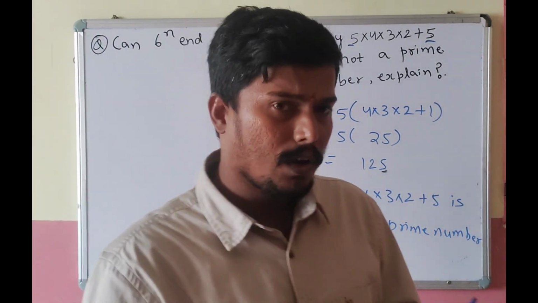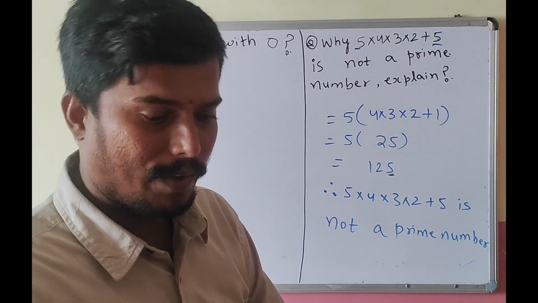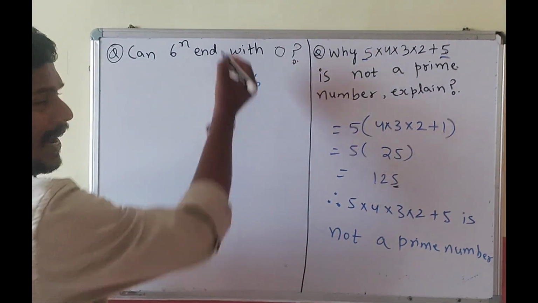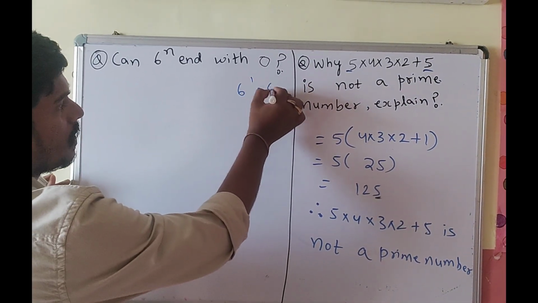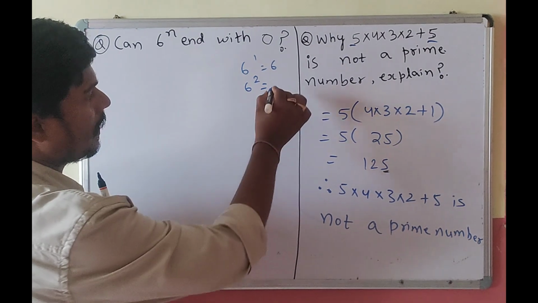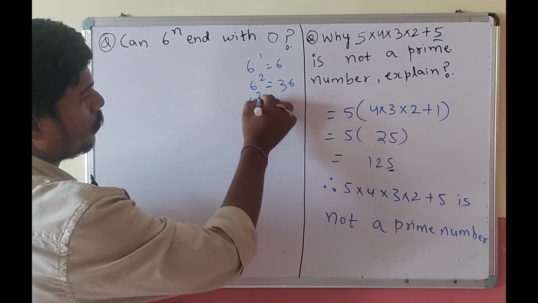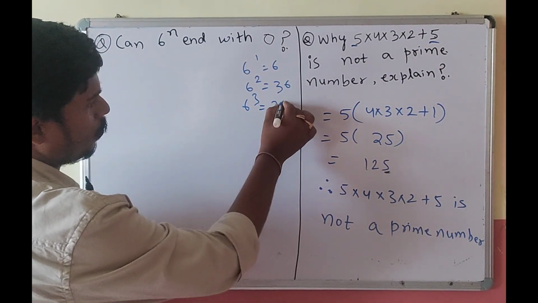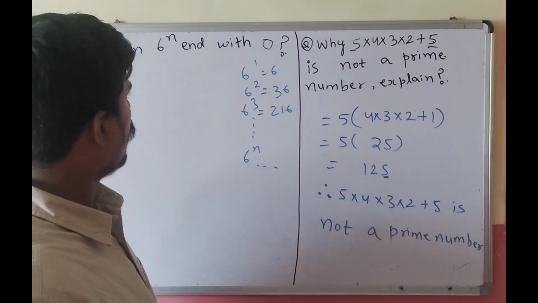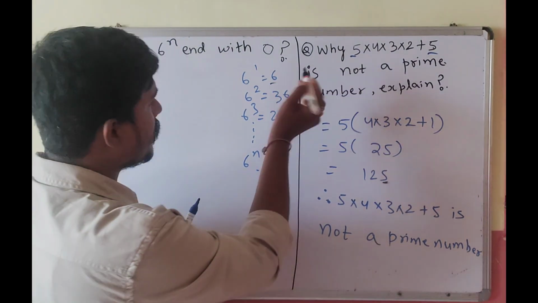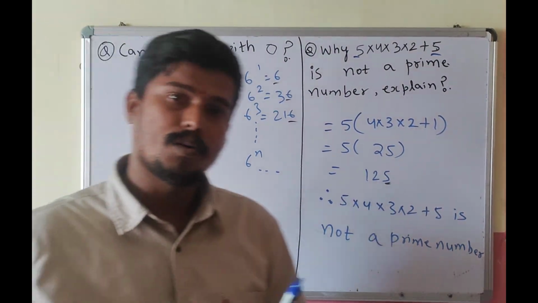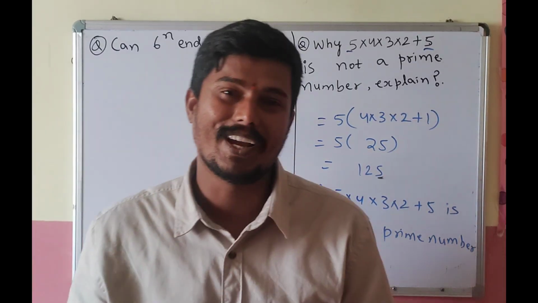And one more question: what will 6 to the power of n end with? Basically we start with some examples. 6 power n, n will start with 1. 6 power 1 is 6. 6 power 2 is 6 into 6, 36. 6 power 3 is 6 into 6 into 6, 216. And so on to 6 power n. Can you see 6 power 1 ends with 6, 6 power 2 also ends with 6, 6 power 3 also ends with 6, 6 power 4 also will end with 6, 6 power 5 also will end with 6.